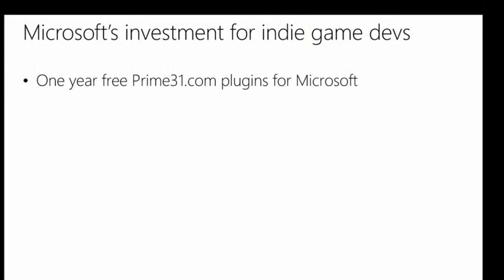That's right. So let's go down the list of some investments that Microsoft has made here. Prime 31 is a leading plugin writer for Unity. There's a year free for Prime 31 plugins for Microsoft. If you go to their website, go to the Microsoft section, you'll find, rather than prices, and a lot of them are typically like $75 or so, you can download them for free there for a year. Secondly, and this one was extra cool, Microsoft acquired Syntax Tree.